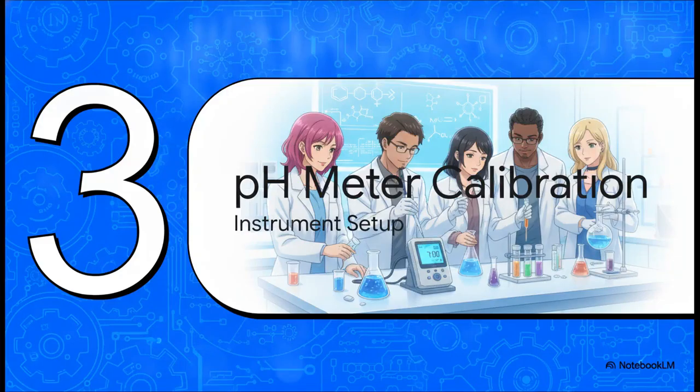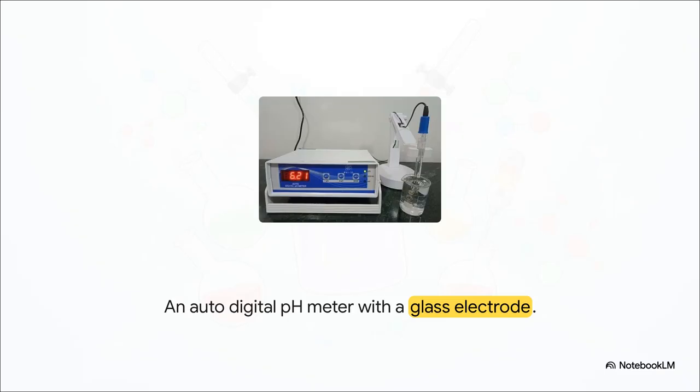Section 3, pH meter calibration, instrument setup. Accurate data relies entirely on meticulous prep. Now, what's really interesting about this slide is the glass electrode setup on our auto-digital pH meter. Using an electrometric method like this is a massive advantage because the glass electrode isn't affected by oxidation reduction systems, and it establishes equilibrium incredibly fast. It gives us a highly accurate measurement that we simply can't get from standard colorimetric indicator strips.